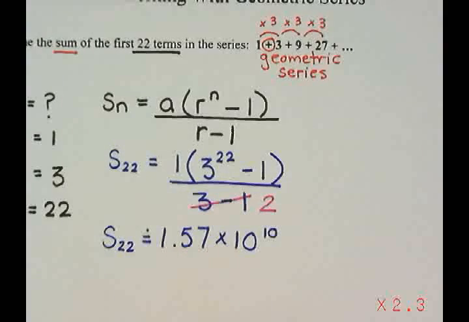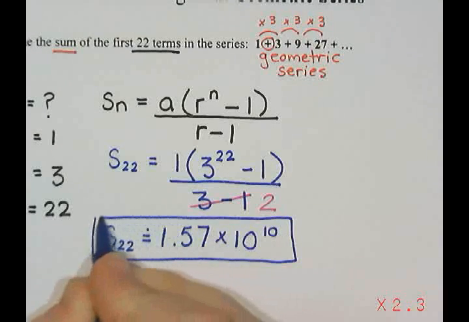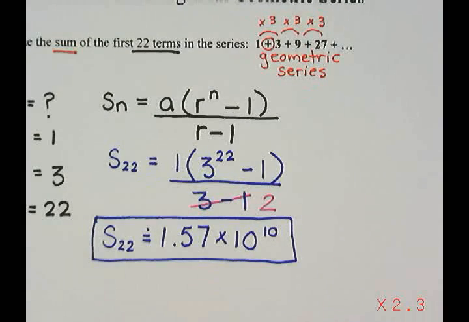Okay, so that's just in scientific notation, and that's okay because the number was too big for our calculator. So we're going to say that the sum of the first 22 terms is approximately 1.57 times 10 to the 10. So we're going to do the last 2 examples in the next part of the video.